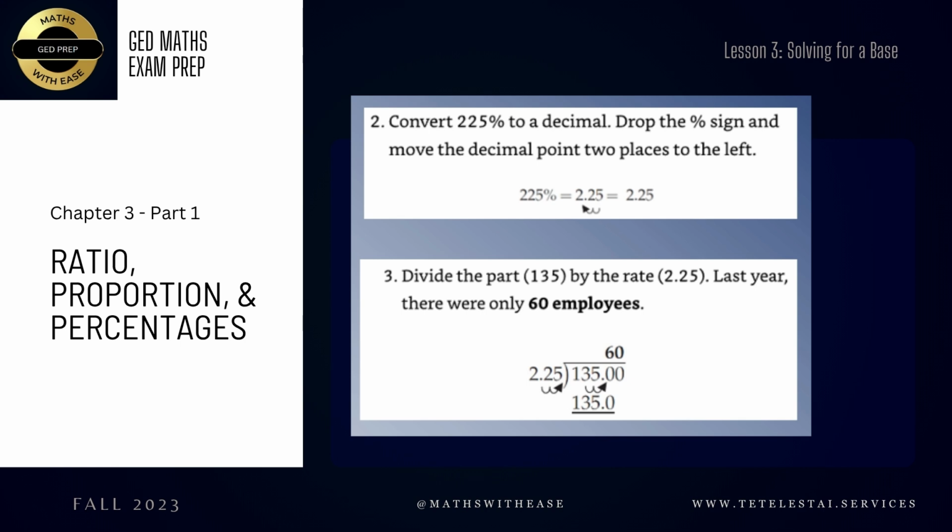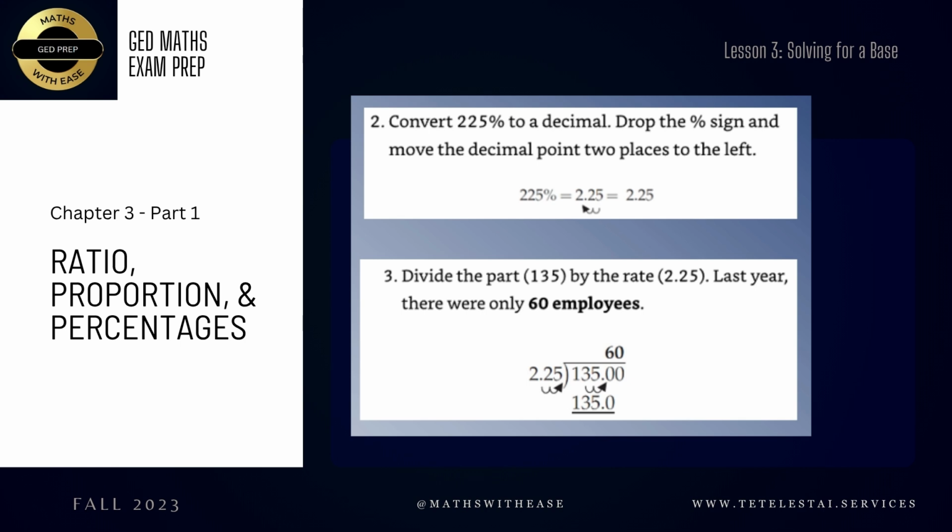So yeah, as was discussed, you want to rewrite 225% to its decimal equivalent, and to do that, you would drop the percentage sign, and then you would move your decimal point 2 places over to the left, and then you divide 2.25 by 135.